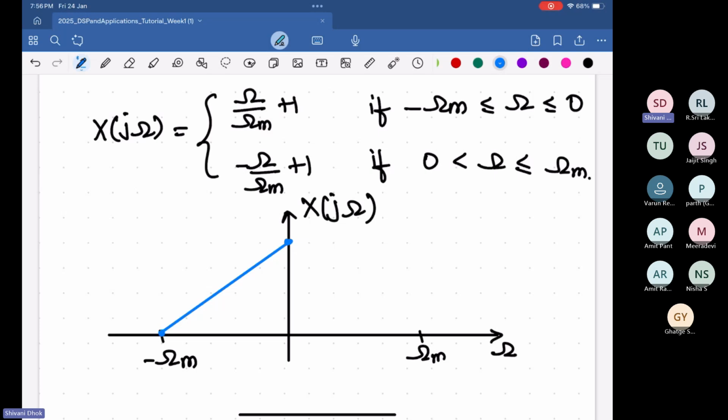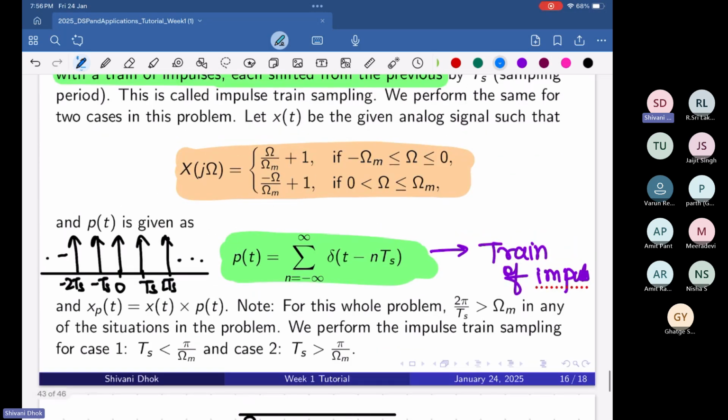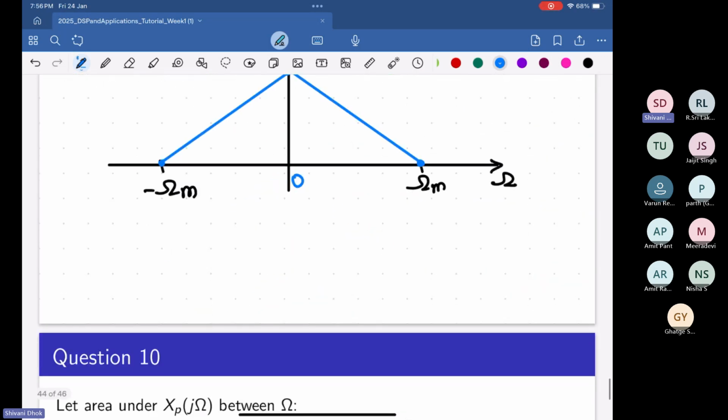Now similarly, for omega equal to omega m, if we substitute it in this equation, it again comes out to be equal to 0. And this is a decreasing linear function from omega equal to 0 to omega m. So this is how X of j omega looks. This is the visual representation of my X of j omega. Now what is asked of us is, this p of t is also given, and xp of t is x of t multiplied by this p of t.